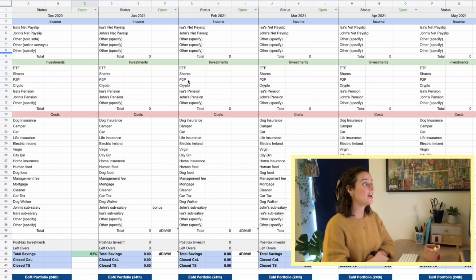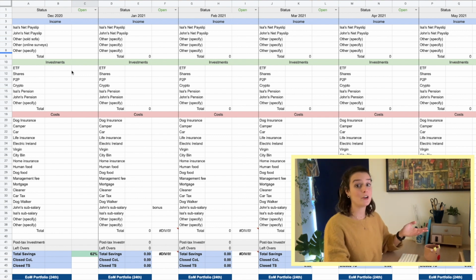As you can see here, I already created all the cells for 2021 ahead of time and inputted all the formulas, so I don't have to worry about it later on. All I have to do is add in the numbers. Here at the top we have our income. So what we do is we add our net pay slip, mine and John's, my partner's, and then we add any other income we had for that month. For example, for December, we sold an old sofa we had in the house, and I did a couple of online surveys.